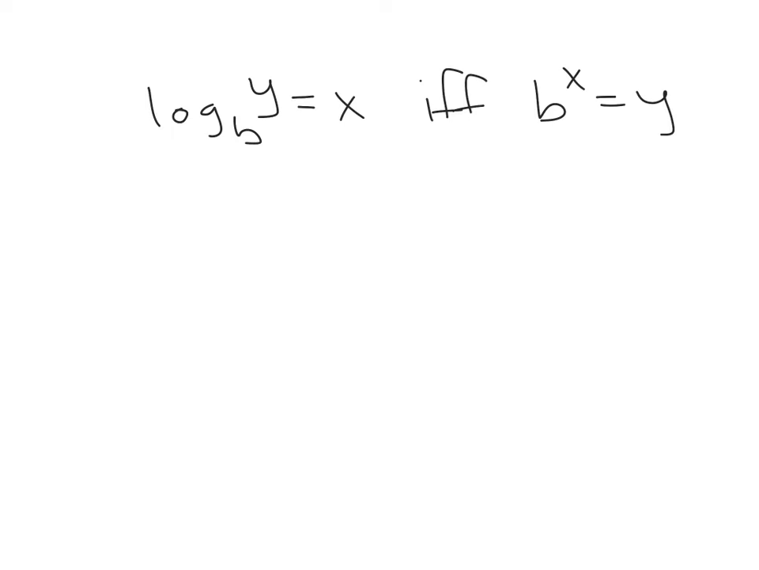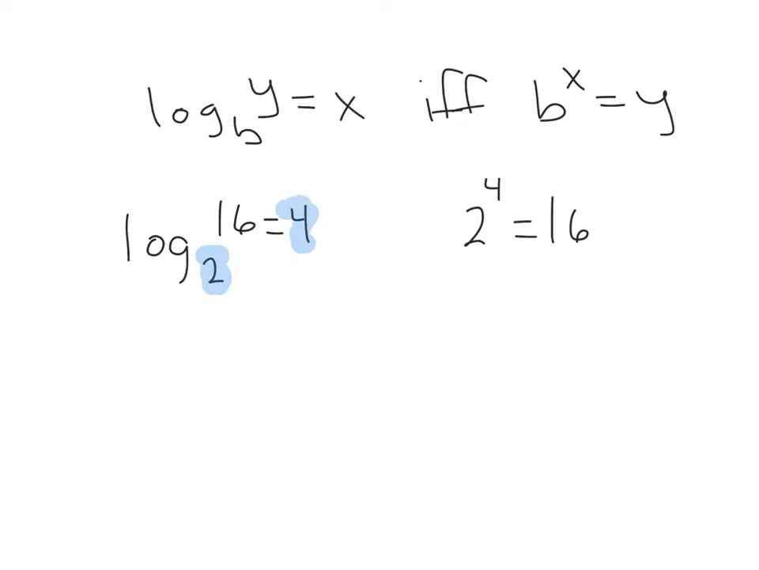So looking at an example of this, say we were going to do log base 2 of 16 is equal to 4. Say I want to convert that into an exponential function. The way I would write that is 2 to the 4th power is equal to 16. So the idea here is that these pieces, the 2 and the 4, go together and they equal the 16.